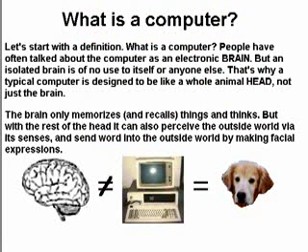Let's start with a definition. What is a computer? People have often talked about the computer as an electronic brain. But an isolated brain is of no use to itself or anyone else. That's why a typical computer is designed to be like a whole animal head, not just the brain. The brain only memorizes and recalls things and thinks, but with the rest of the head, it can also perceive the outside world via its senses and send word into the outside world by making facial expressions.